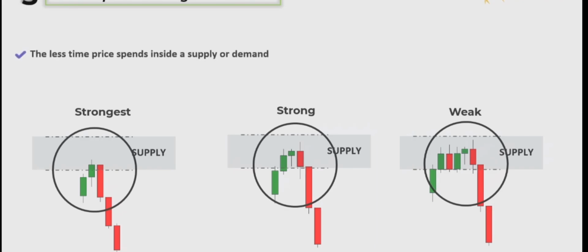The logic is simple. The less time price spends inside a supply or demand zone, the more out of balance that level is. And that kind of imbalance usually comes from smart money stepping in with serious volume. So when you see price tap a zone and explode out, that's not hesitation. That's precision. That's institutional activity. And that zone is way more likely to hold when price returns.